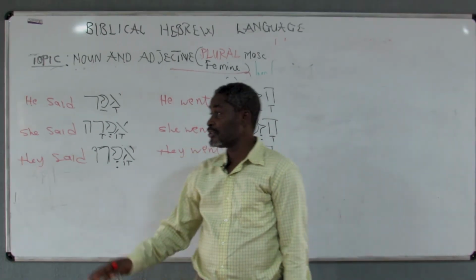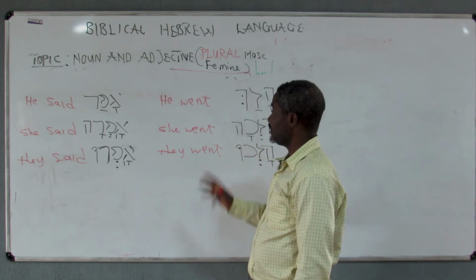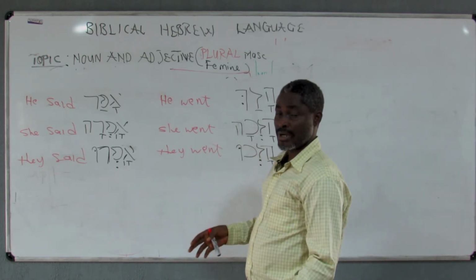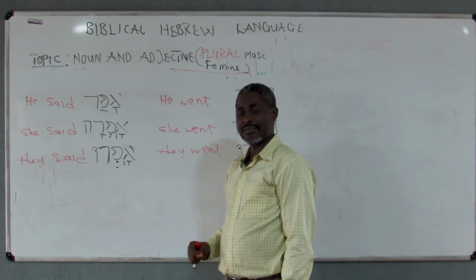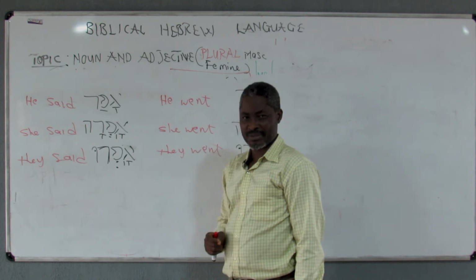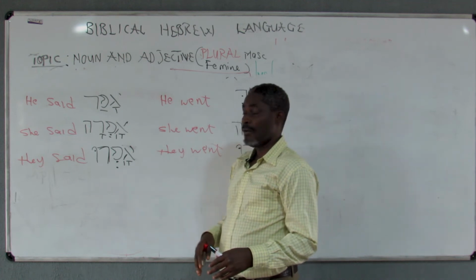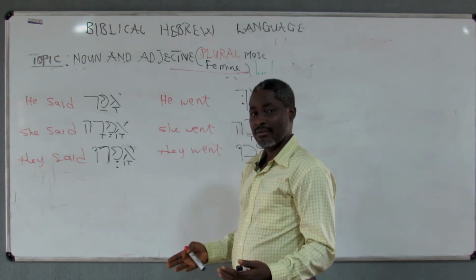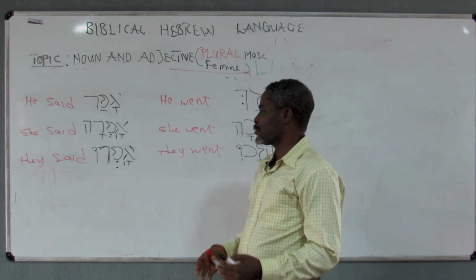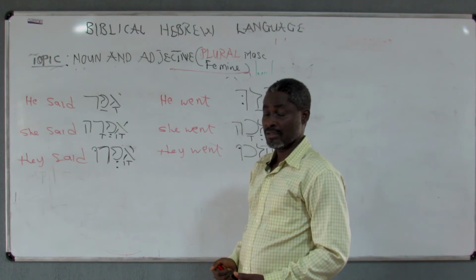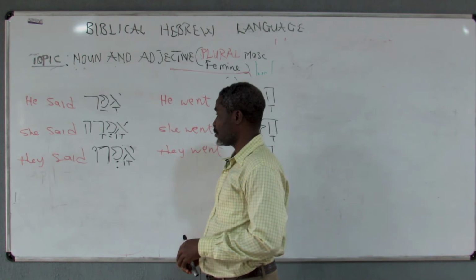As we are about to round up this topic, I just want us to take note of something. We've spoken about noun and adjective, plural and singular, masculine and feminine. But I just want us to also look at the verbs, how they change from the singular masculine to feminine singular, then to third person plural. We have looked at second person plural. Now let's look at third person plural.